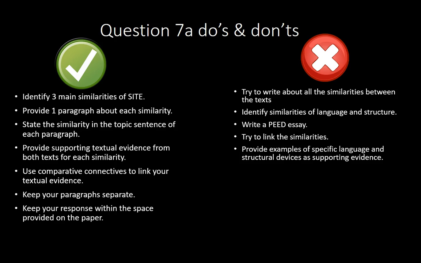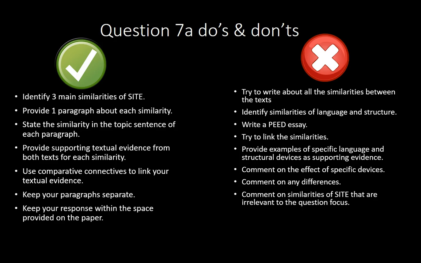When you're giving your examples, your supporting textual evidence, avoid giving examples of specific language and structural devices. You won't get marks for that because that isn't what you're being asked to look at. Don't comment on the effect of specific devices. So again, we're not writing PEED and we're not looking at technique, we're looking at content. Don't comment on any differences. Remember, 7A only wants you to provide examples of the things that are the same about these 2 texts, not the things that are different.